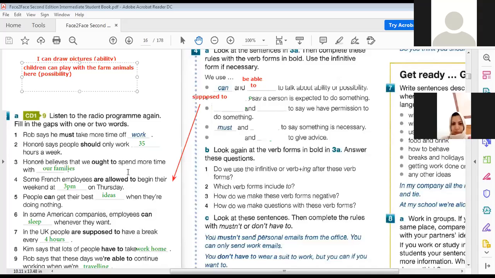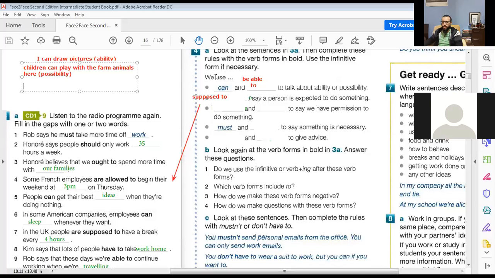In the UK, people are supposed to have a break every 4 hours. Right. So in the UK, people are supposed to have a break every 4 hours, right? So this is how we use supposed to.